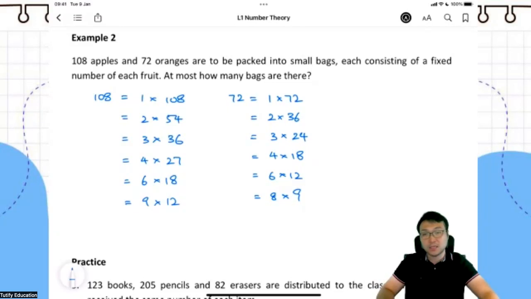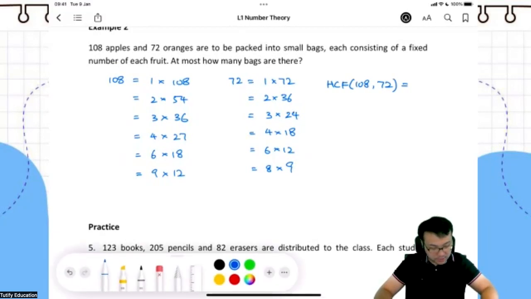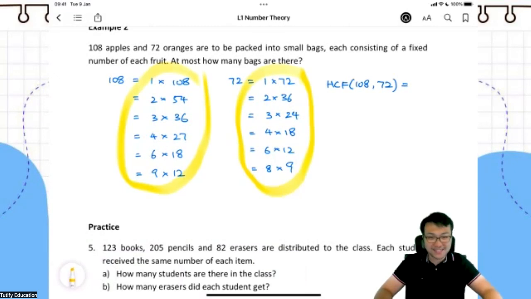Now, students, in order to find how many bags you can pack the fruit into, you need to find the highest common factor of 108 and 72. So what I'm going to do is write down here: the highest common factor of 108 and 72 is... Everyone, can you help me? Look at all these factors. Which is the highest common factor for both of them? Can you all type in the chat group?